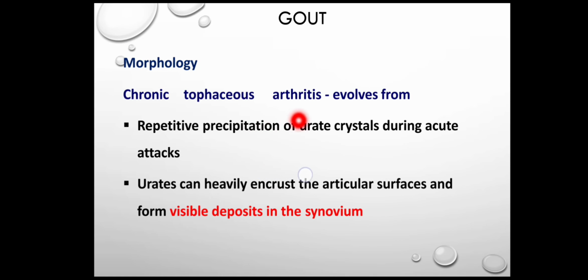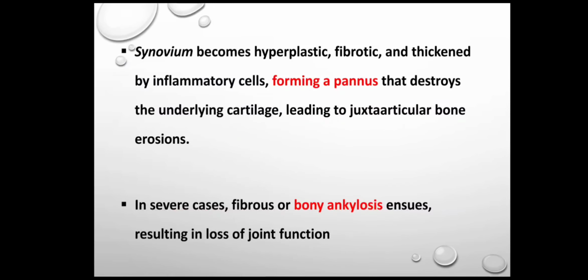Chronic tophaceous arthritis means repetitive precipitation of urate crystals over a long duration of time, with intermittent acute attacks. Urates can heavily encrust the articular surface and form visible deposits in the synovium. The synovium now becomes hyperplastic and fibrotic. Fibrosis is a feature of chronicity. So it becomes fibrotic and thickened by inflammatory cells, forming a pannus.